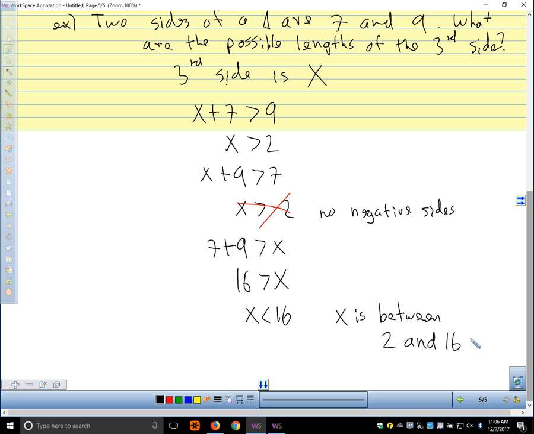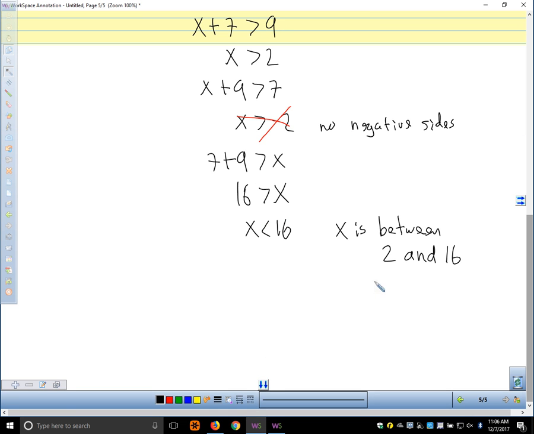Smaller than 2, it's not going to be able to connect. Bigger than 16, the other sides are too short to connect. And the way we could write this with math symbols is 2 less than X less than 16. And that's from connecting these two: 2 is less than X, and X is less than 16. I'm fine if you say X is between 2 and 16.